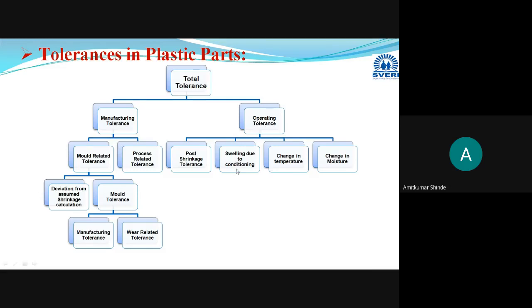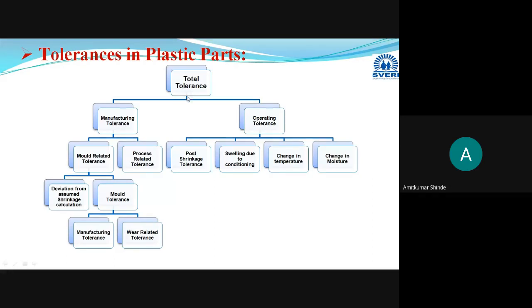For that you have to provide some tolerance. That is the tolerance provided for the swelling due to the conditioning, and then post shrinkage tolerance. All these four tolerances you have to provide, or you have to provide this value in the operating tolerance itself. These four factors you have to consider, and for these four factors you have to provide the operating tolerance value. Okay, and this operating tolerance value will be added in the manufacturing tolerance, and total tolerance is provided for manufacturing of the particular plastic part.